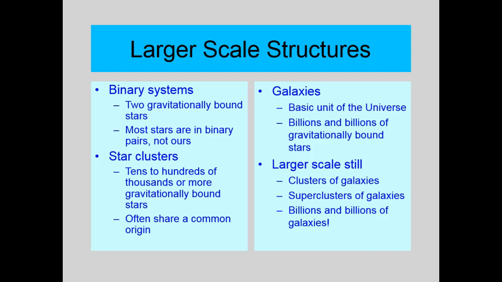So the larger scale structures. I've already mentioned this first one. Believe it or not, a unitary star like our sun is very rare. Most of the stars out there are binary stars, not unitary stars. Okay, they occur in pairs. Two gravitationally bound stars that just go around each other. Most stars are binary stars, pairs, not ours.